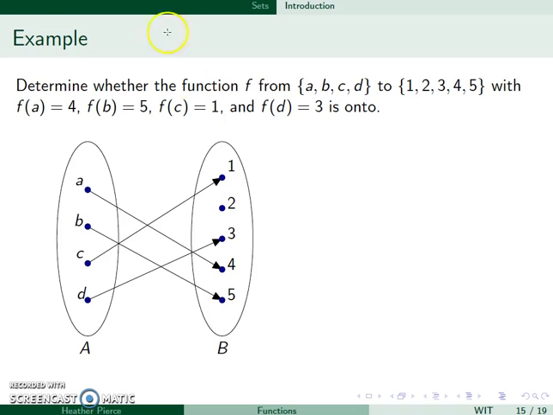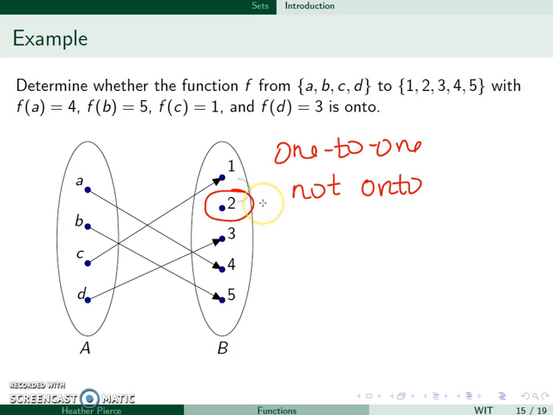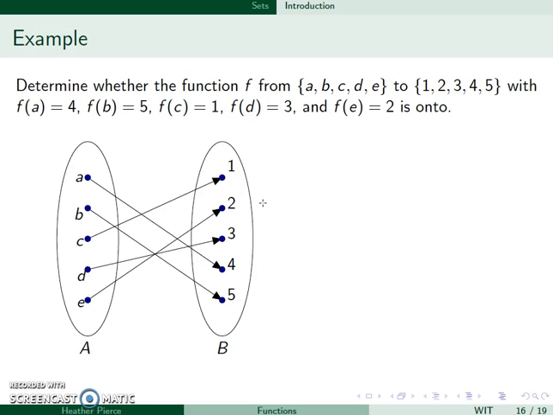So for example, we said that this function was one-to-one just a second ago. However, it is not onto because of this value right here that's not having anything assigned to it. My second example, this one was also one-to-one. And this one is onto because you'll notice everything in B does have a preimage element. Everything has something mapping to it.